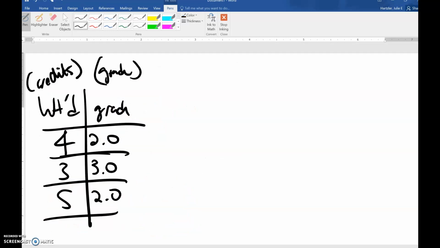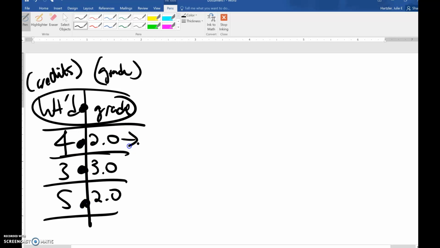Okay, so this one you should make a weighted grade chart. The weight is how many credit hours the class is. So we have a 4, 3, and 5 credit class. And the grade we have to convert to a number. So an A is a 4.0, B is a 3.0, and C is a 2.0. Remember, if you're weighting something, some things are weighted heavier than others. So multiply across, you get 8. Multiply across is 9, and multiply is 10. So we just weighted them.